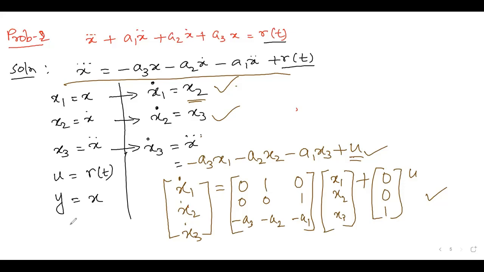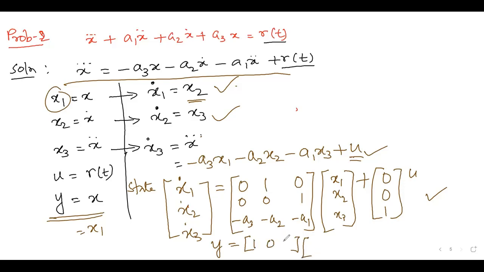Now what is the output equation? This is the state equation. All 3 are state equations. This is the state variable form, state matrix form. And what is the output form? The output equation is y equal to x. So y equal to x, and x means x1. So therefore, what will the output equation be?